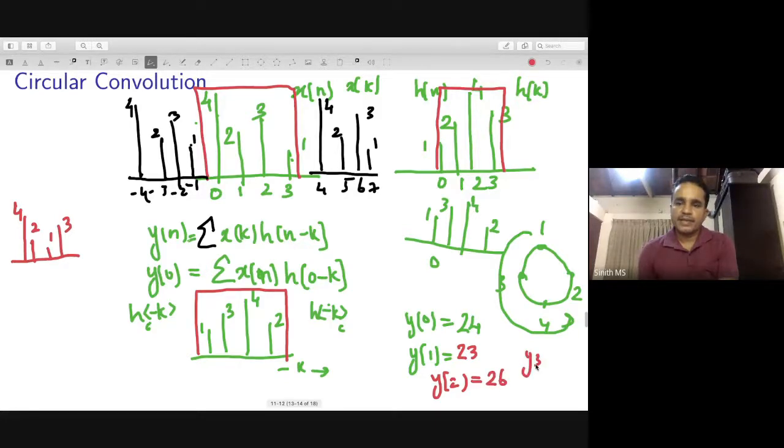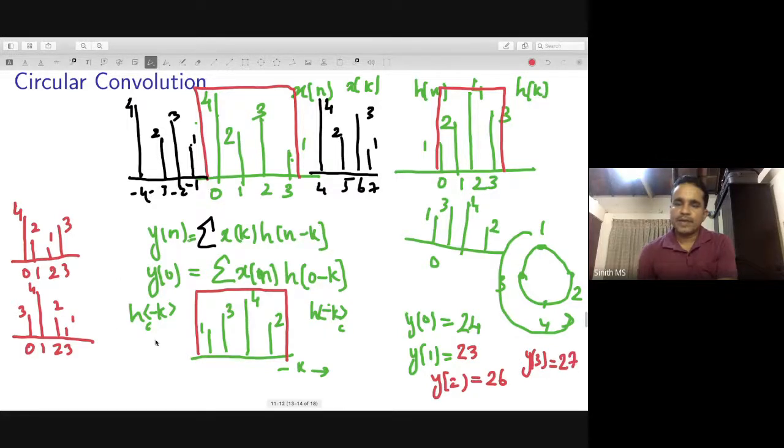And finally y of 3, how will you find y of 3? Again you do one more shift. So this 3 will come to this side. So 3, 4, then the remaining 2, 1. 3, 4, 2, 1. Okay, 3, 4, 2, 1. So if you put the 0, 1, 2, 3, in this case, again you multiply 3 with 4, 12, plus 4 into 2, 8, it is 20, 23, 26, plus 1, 27.